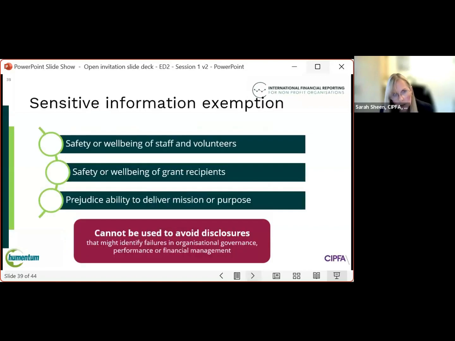Next slide, please. An important point with grant expenses is the provision of sensitive information. It might be about the safety or well-being of staff and volunteers, the safety and well-being of grant recipients, or it might be about prejudicing the ability to deliver the mission or purpose. But it cannot be used to avoid disclosures.